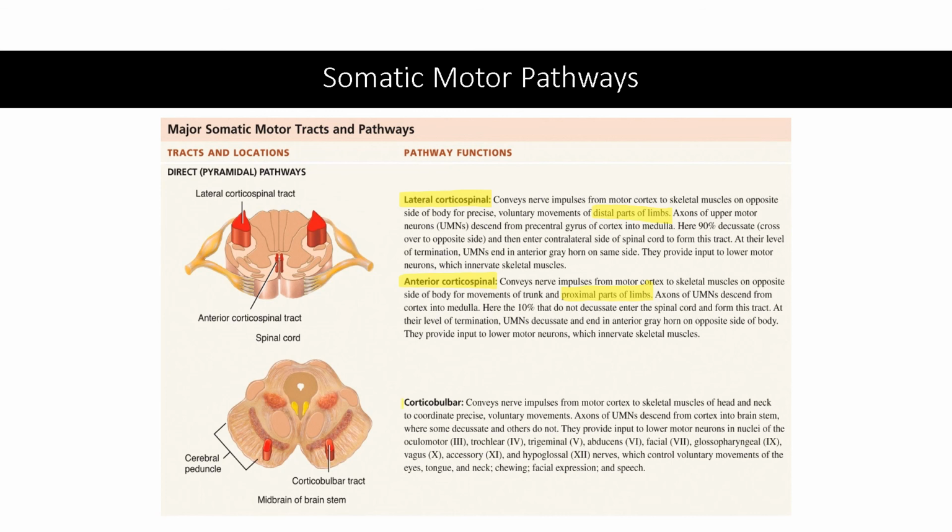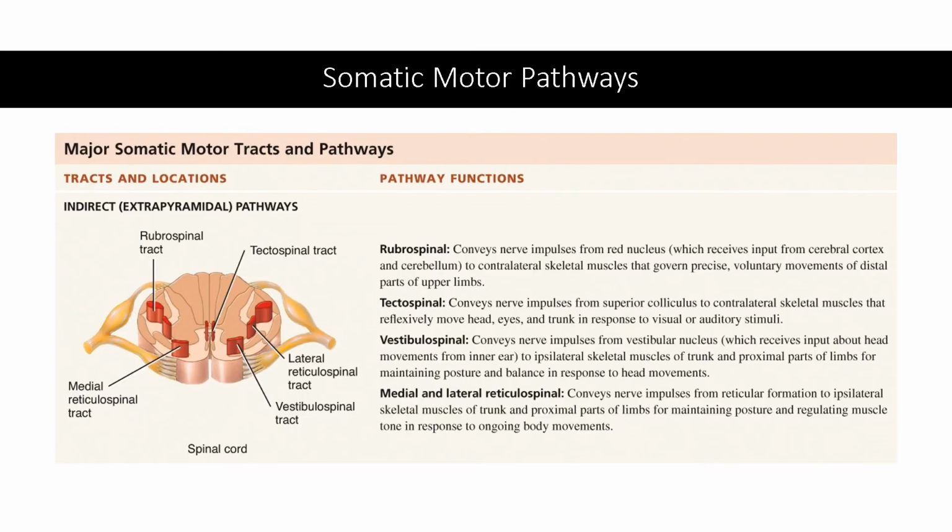And then down here we have the cortical bulbar pathway or cortical bulbar tract. This conveys nerve impulses from the motor cortex to the skeletal muscles of the head and neck. And this is to coordinate very precise voluntary movements. Then we have the extrapyramidal pathways, or these are the indirect motor pathways. Now these will have different functions depending on which area of the spinal cord it's in.